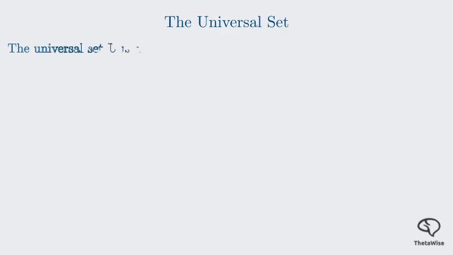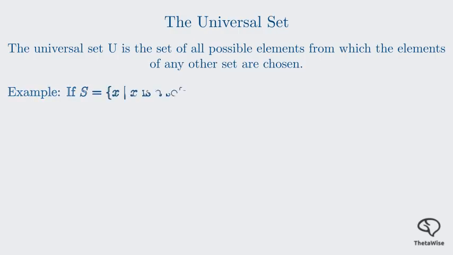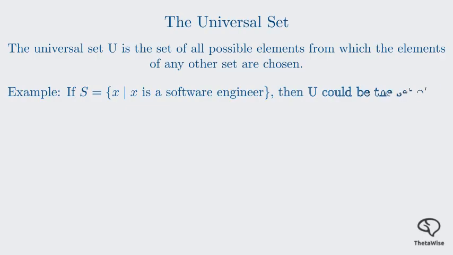Next, let's introduce the concept of a universal set. The universal set, denoted by U, is a set of all possible elements from which the elements of any other set are chosen. It defines the context for our discussion. Let's go back to our company hiring example. If we're talking about the set of all software engineers, what would the universal set be? The universal set U could be the set of all people in the world. Or, if we're only considering people in a specific country, U could be the set of all people in that country. The universal set depends on the scope of our problem.